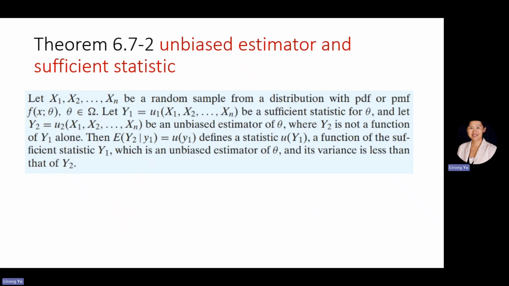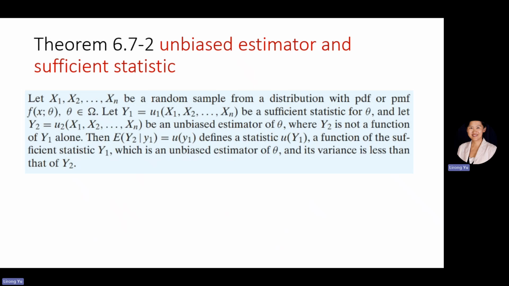Maybe the one that's unbiased, y2, is not sufficient by itself. So what we can do is find the conditional expectation of y2 given y1. Because it's conditioned on y1, it's a function of y1, which is the sufficient statistic, which makes it itself sufficient. If you have a sufficient statistic, a function of the sufficient statistic is also a sufficient statistic. So u(y1) is also sufficient.